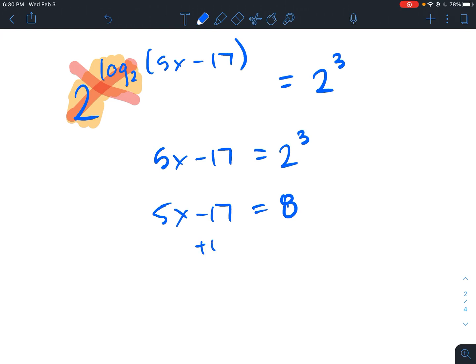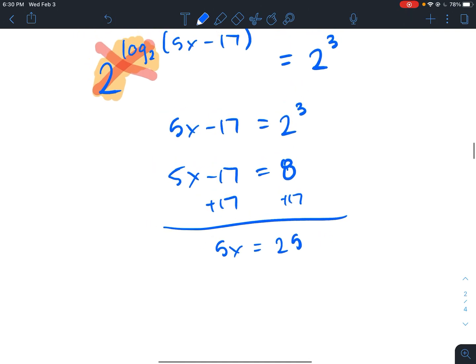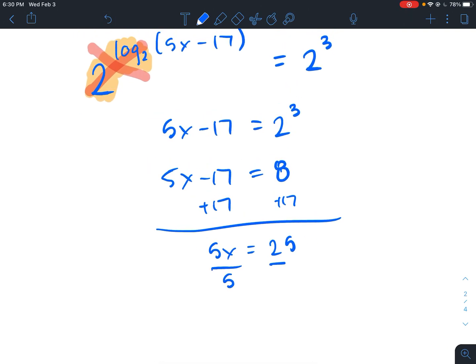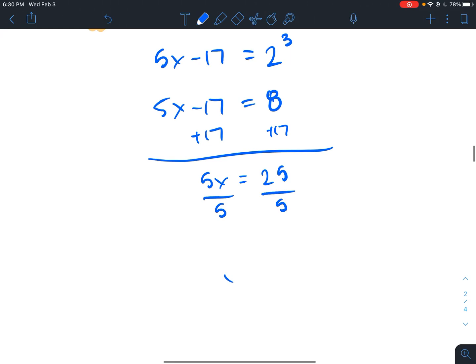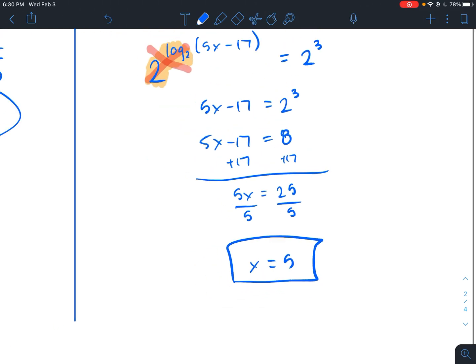So I can add 17 to both sides, and I get 5x is equal to 25. I can divide by 5, and I get x is equal to 5. There you go.